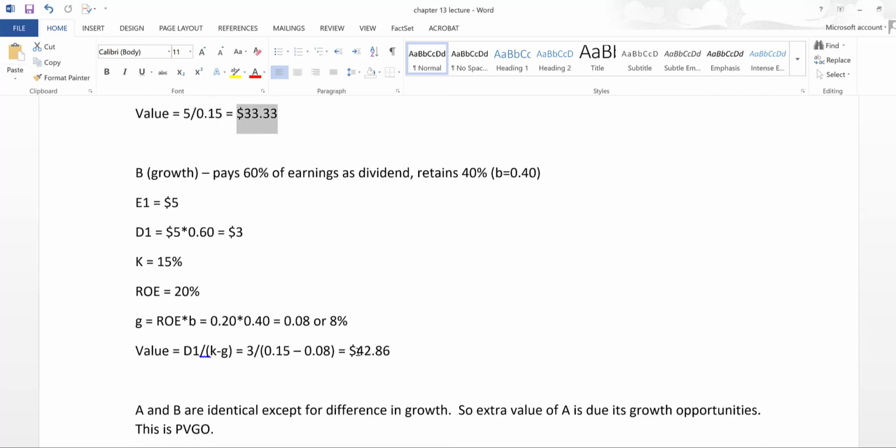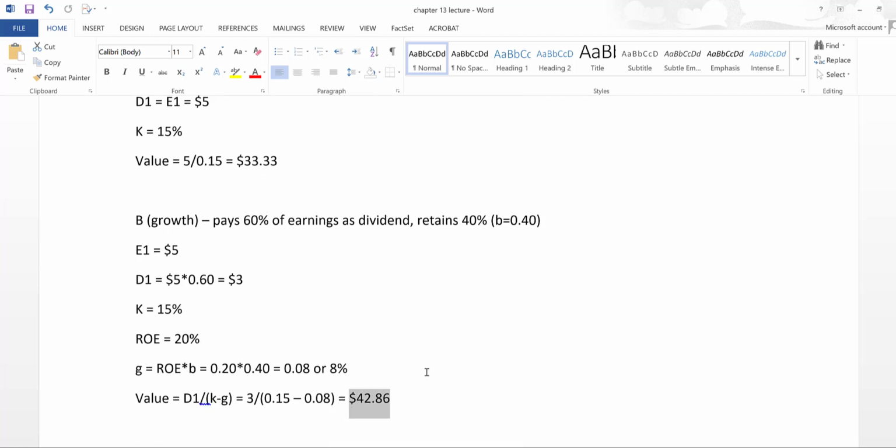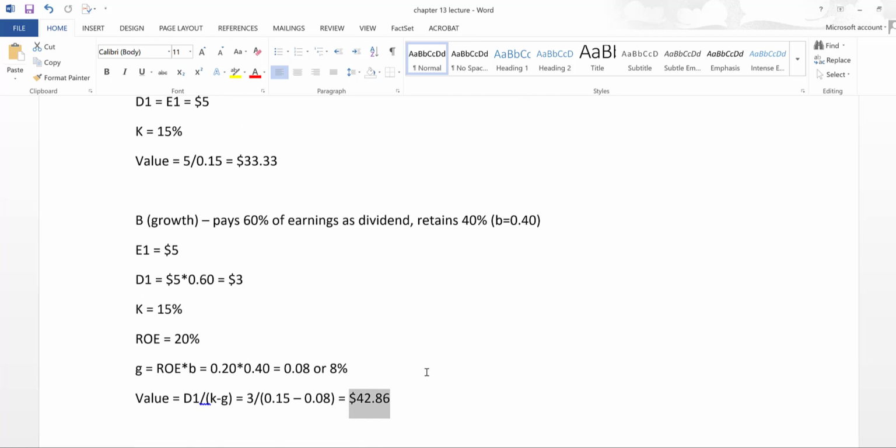For this growth firm, we got the value as 42.86. Because these firms are identical other than their growth rates, this extra value firm B has is because of its growth opportunities, right? And that difference is what we refer to as the present value of growth opportunities.